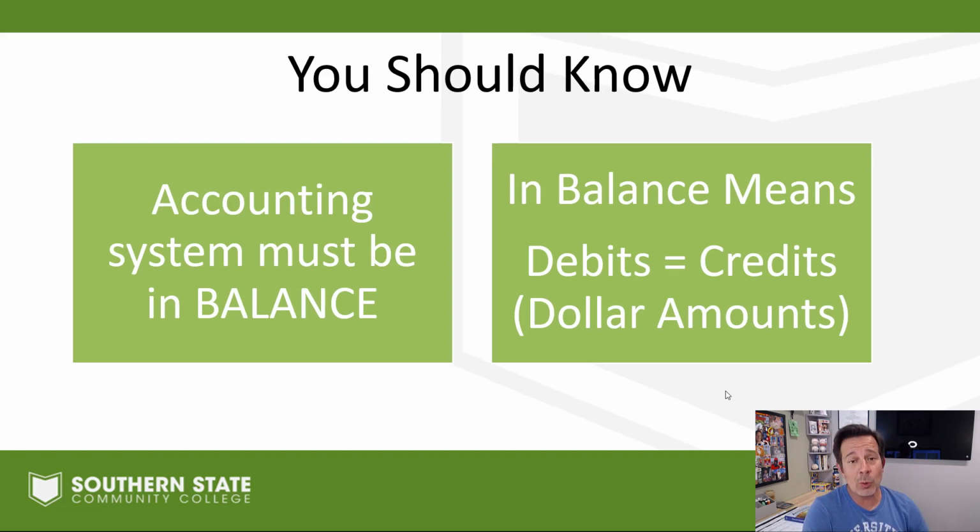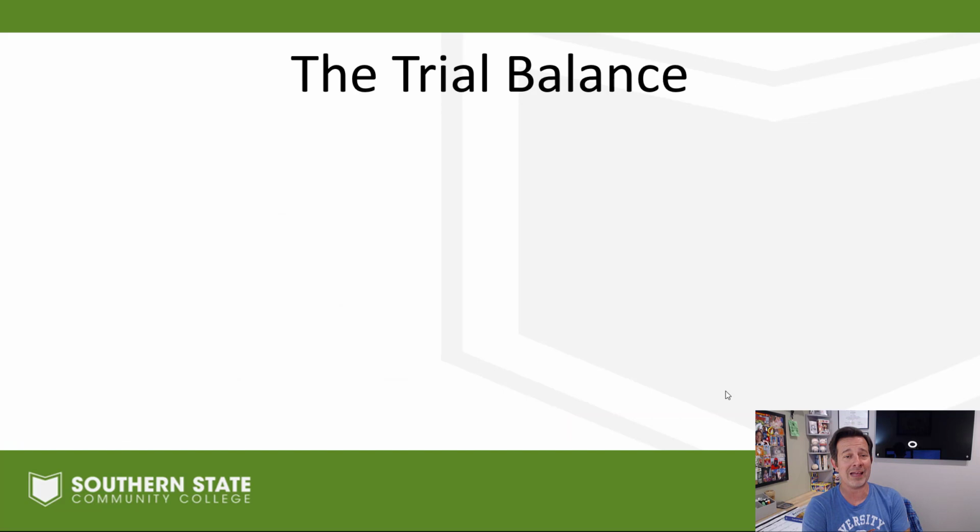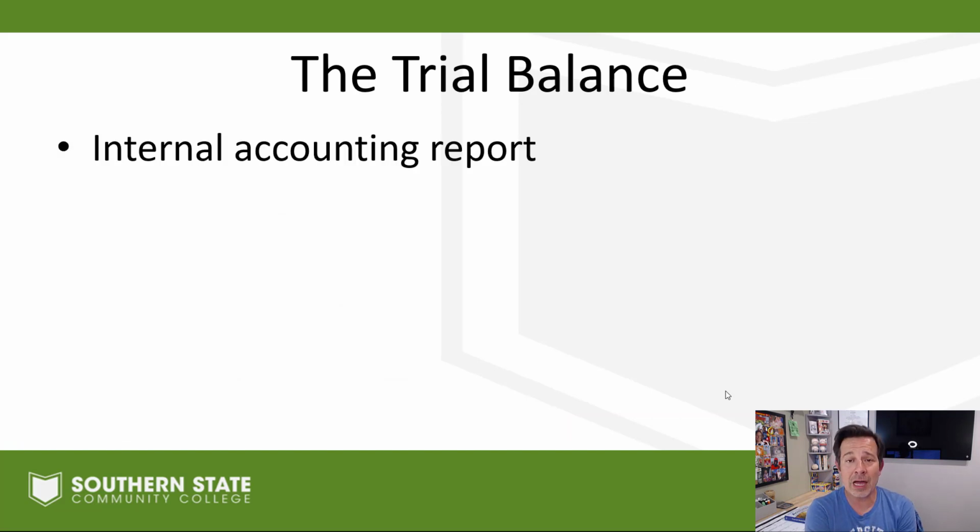Now, we have two choices. We can, one, just kind of trust it. We can trust our system is in balance, or we can verify the system is in balance. Now, I'm a verify kind of guy, as accountants mostly are. We're not just going to have blind faith in the accounting system and trust that everything worked out okay and we're in balance. We're actually going to verify that we are in balance, and we do that with a trial balance. It's an internal accounting report.